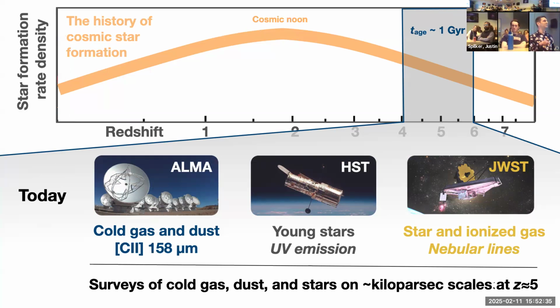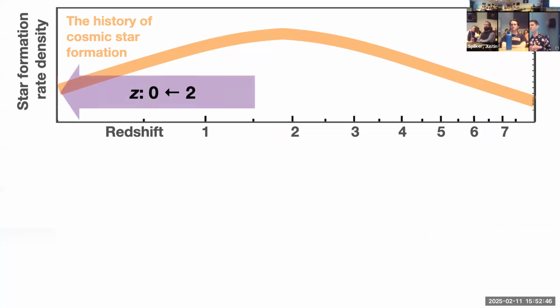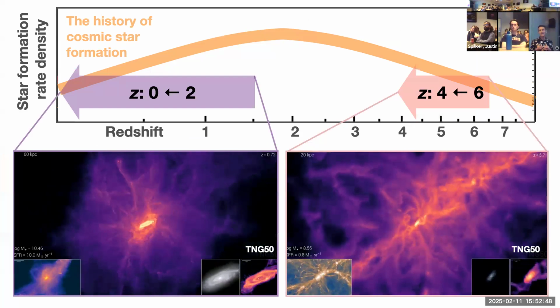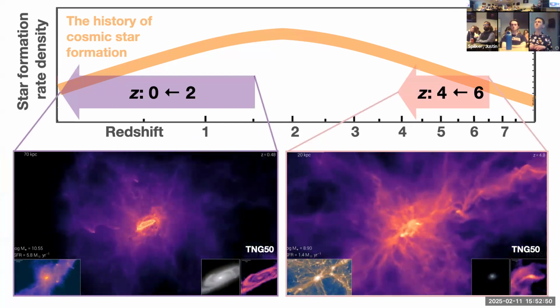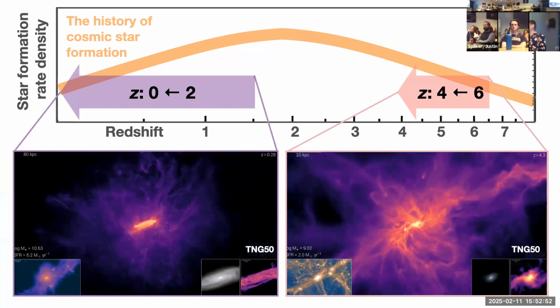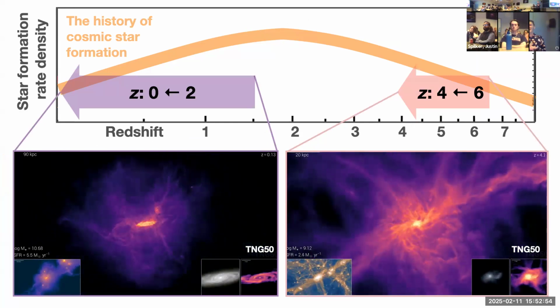What we would like to do is essentially make that connection across redshift of what a typical massive galaxy looks like on its small resolved spatial scales. This isn't just an academic question. As it turns out, we also expect from theory that the way that galaxies form over time has changed drastically.